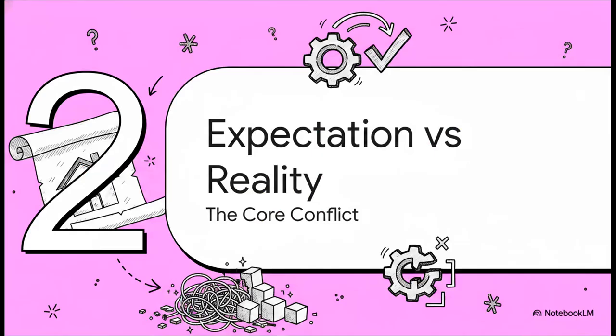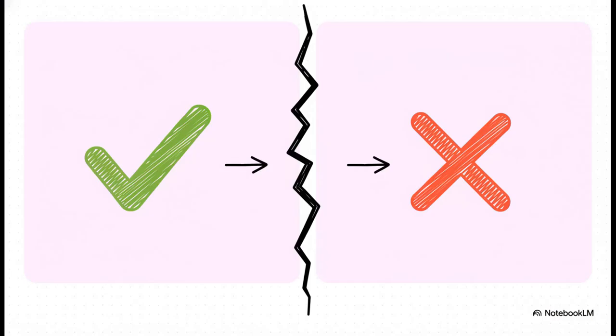Moving right along to Section 2, expectation versus actual reality. So the crucial point is that a defect is really just an error that makes the actual result different from the expected result. That gap right there, that invisible space between what was intended to happen and what is actually happening on your screen, that is exactly where the defect lives. Pretty much everything we classify from here on out is just a different flavor of this exact discrepancy.